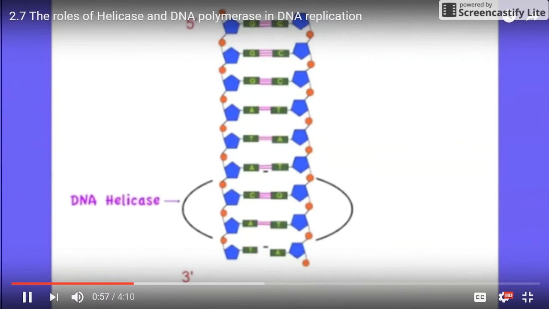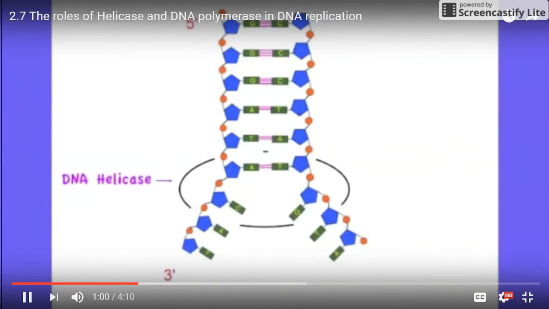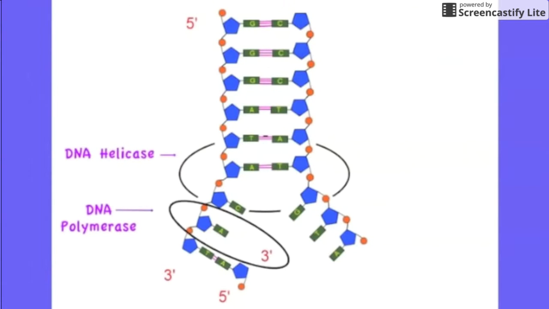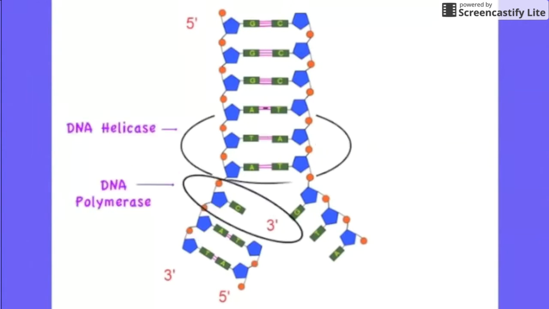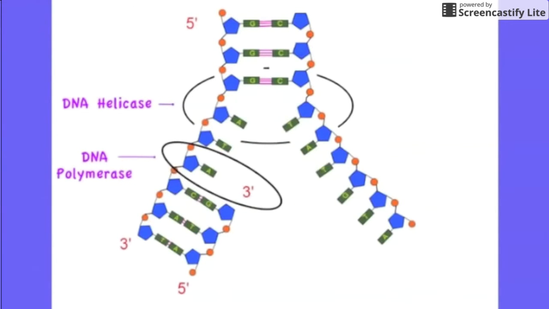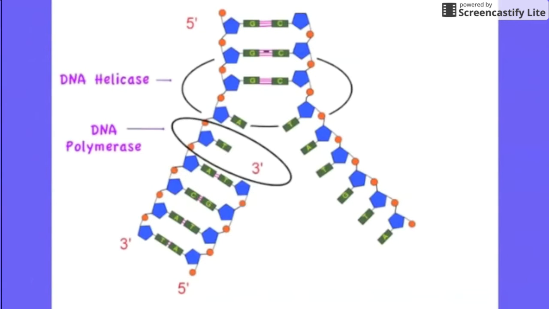First of all, the enzyme DNA helicase unwinds and separates the strands by breaking the hydrogen bonds between the complementary base pairs. Next, the enzyme DNA polymerase adds complementary DNA nucleotides. Notice that the newly synthesized strand complementary to the original strand is antiparallel. DNA polymerase is only able to add a nucleotide onto the 3' end of the previous nucleotide.